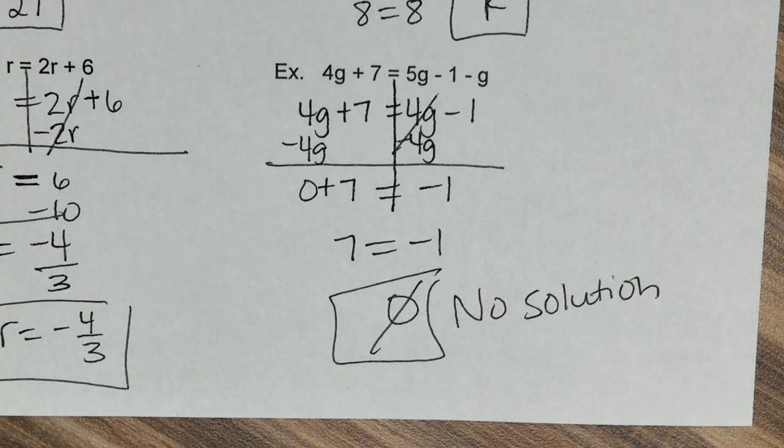Your calculator will not solve these for you. You have to know if they're parallel lines, there's no solution. If they're a line on top of each other, all real numbers. Yes? Okay, flip to the back. Let's do 2-word problems.